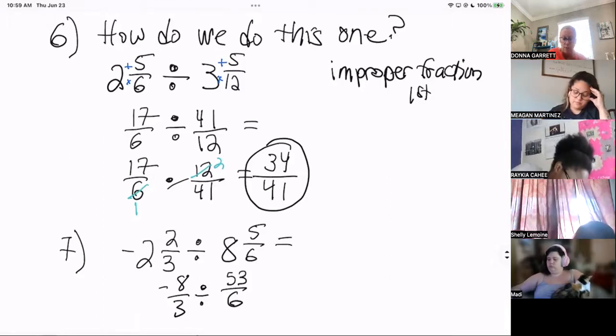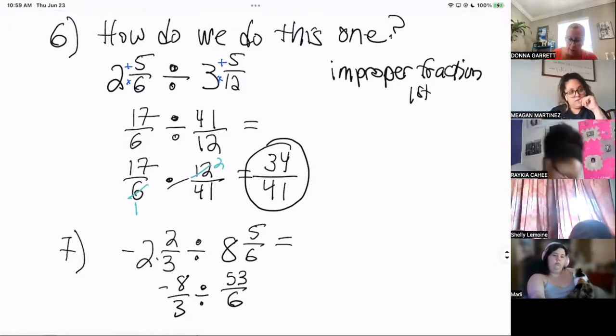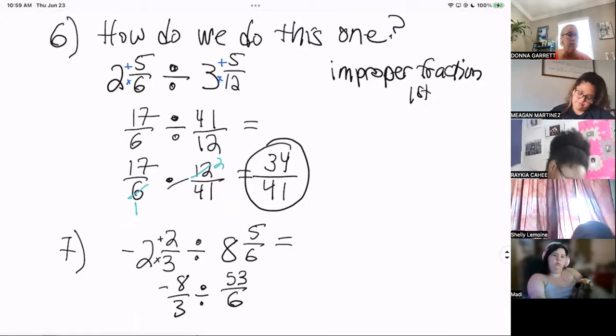Okay, so I wrote it down. See if you got what I got. This is just the improper fraction part. I got -4/3, not -8. Okay, so you want to multiply that to make -6 plus the 2, which will make your -8.